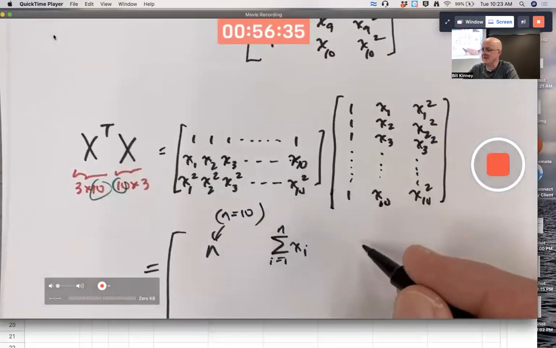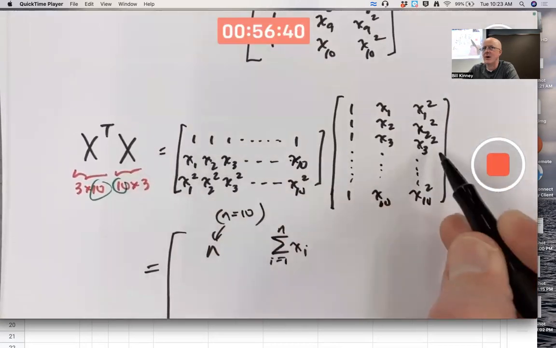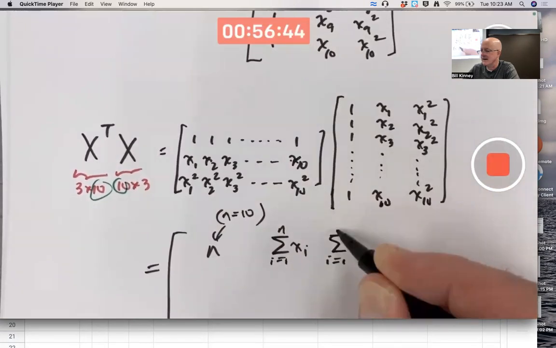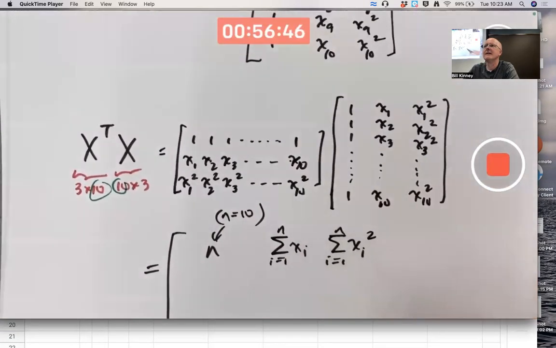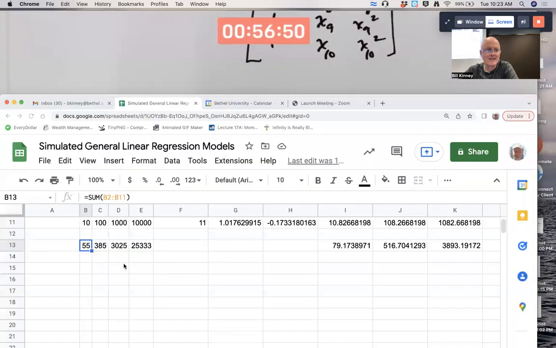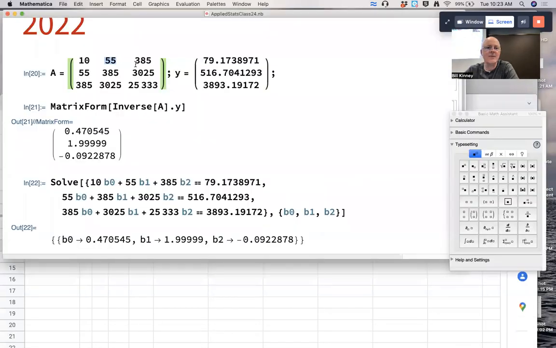What about the next one? 1 times x1 squared plus 1 times x2 squared plus 1 times x3 squared, etc. We're adding up the xi squareds. 385. No coincidence. It's going to keep going.